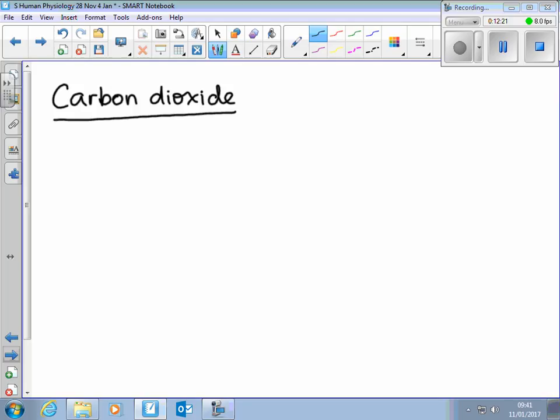I think I'll go through the first part of it, just in terms of getting carbon dioxide into the plasma. And then you can just assume that the reverse process will happen when the blood gets to the lungs and we need to breathe it out. Okay, so it looks like this.